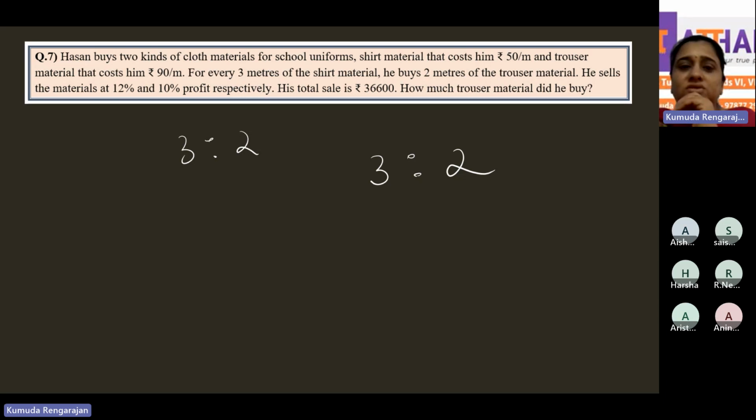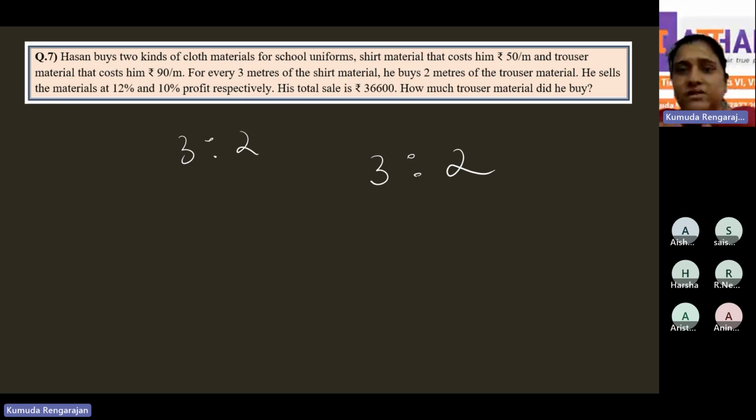It is a lengthy question. Now, I think once I work the answer, then it will be easier for me to make you understand. You understand the situation. There's a merchant. He buys two kinds of cloth material, shirt and trouser material. Shirt material rupees 50 per meter, trouser material rupees 90 per meter. Then for every 3 meters of shirt material, he buys 2 meters of trouser material and he sells them.